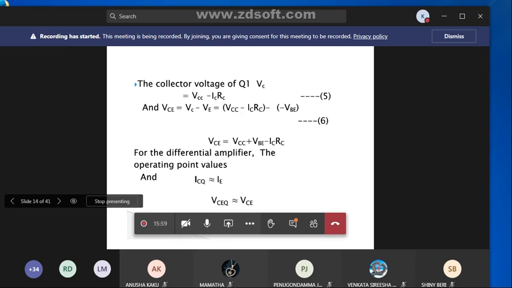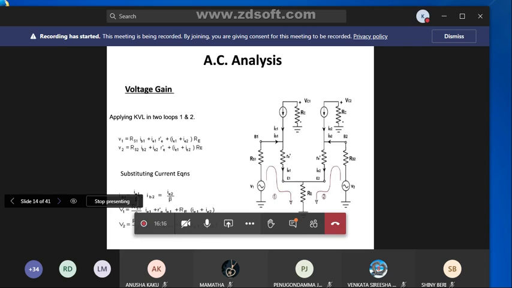So in the DC analysis, we need to calculate these two values, IC and VCE. That is ICQ equal to IE, VCEQ equal to VCE. So Q means Q point or quiescent point, which comes in DC analysis.